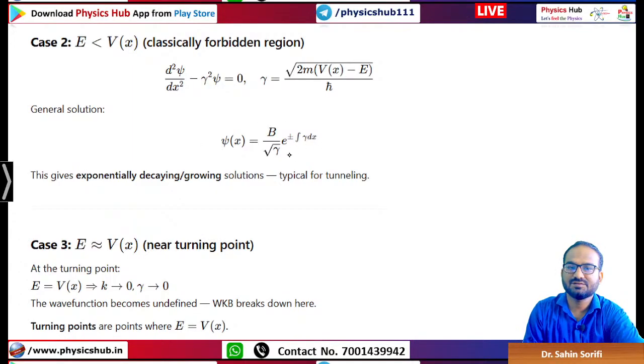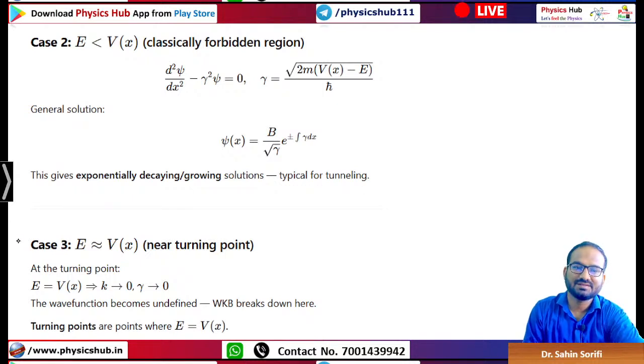This is not oscillatory in nature. This gives you exponential decay, e to the power minus this integral, or a growing solution with the power plus, typical for tunneling.